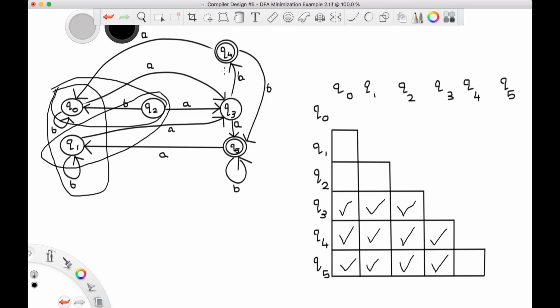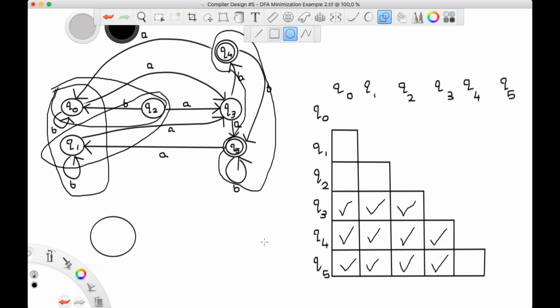Well, these are also going to be in the same state. So we can draw a circle around those two. Now, let's make one state for Q0, Q1, Q2. Let's make another state for Q4, Q5. And another one for Q2, as well as another one for Q3. Let's label these.